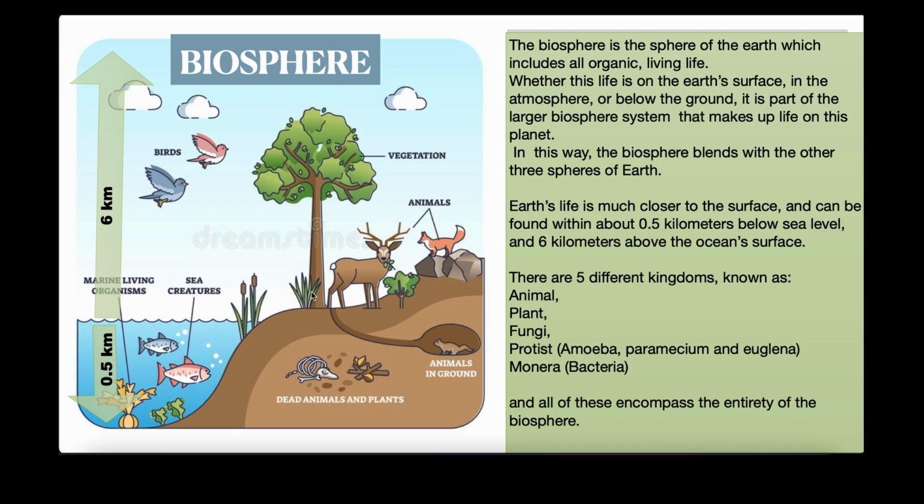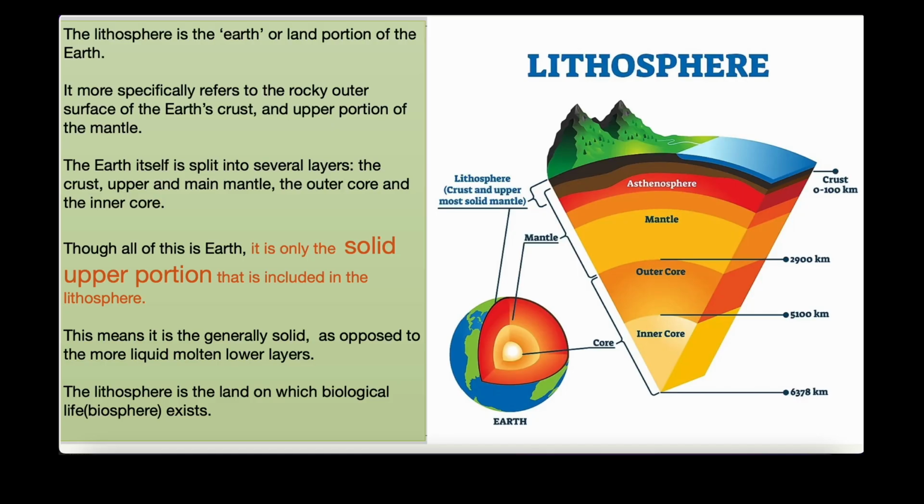Earth's life is much closer to the surface and can be found within about 0.5 kilometers below sea level and 6 kilometers above the ocean's surface. There are 5 different kingdoms known as animals, plants, fungi, protists, which includes amoeba and paramecium, and monera, which includes the bacteria. And all of these encompass the entirety of the biosphere.